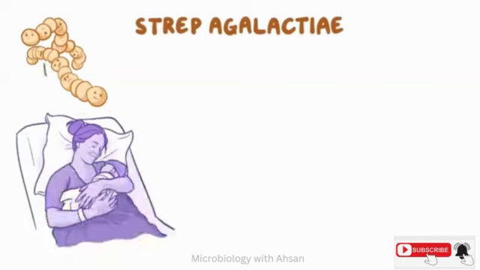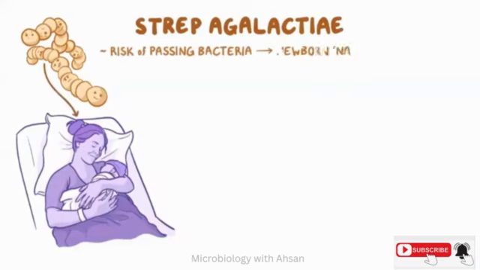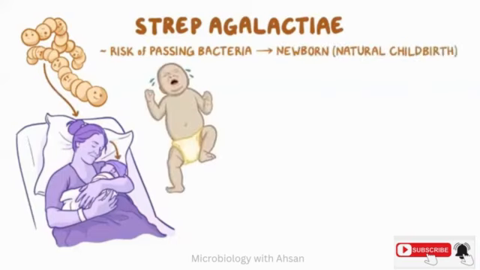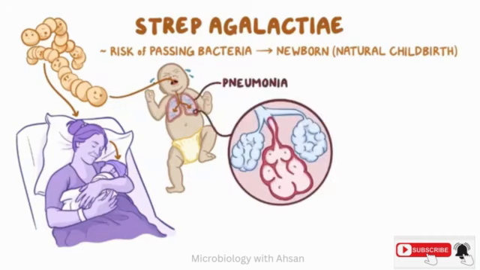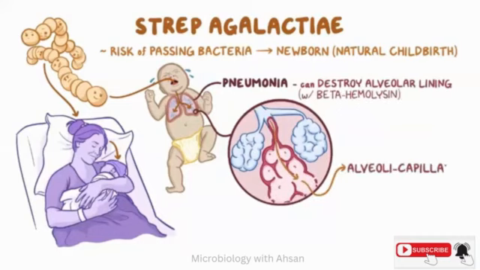In pregnant females who are colonized with strep agalactiae, there's also a risk that they'll pass the bacteria to the newborn during natural childbirth. In newborns, strep agalactiae is most likely to go down their airways, descend down the respiratory tracts right into the lungs. This can cause inflammation of the lung tissue, or pneumonia. Occasionally, strep agalactiae can destroy the baby's alveolar lining with their beta-hemolysin, and break through the alveoli capillary wall to get straight into the bloodstream, what's known as bacteremia.